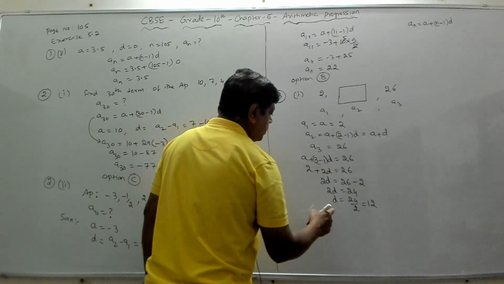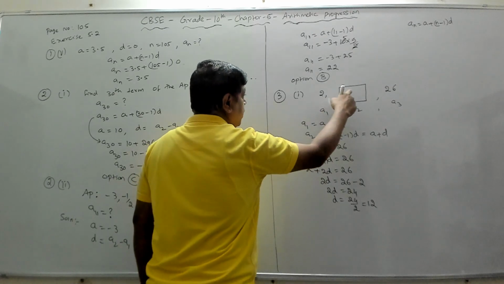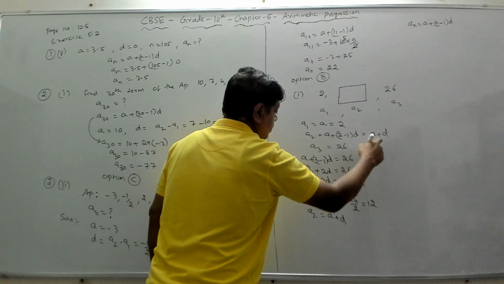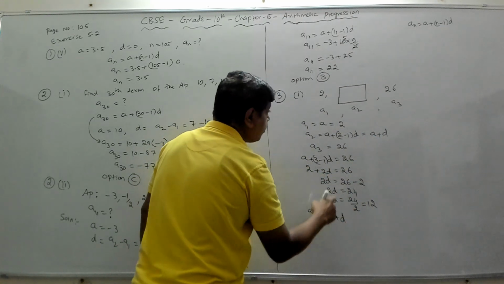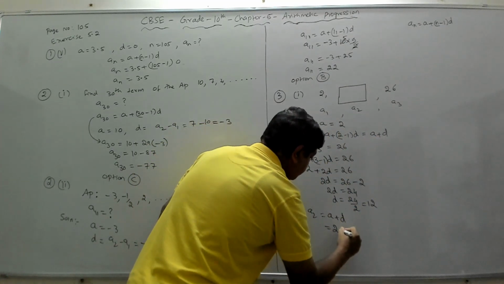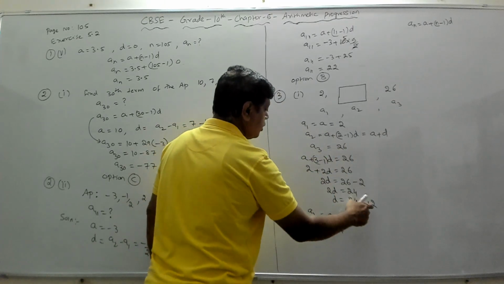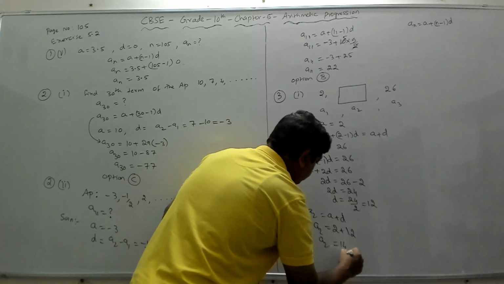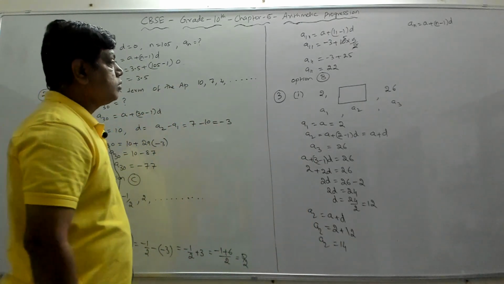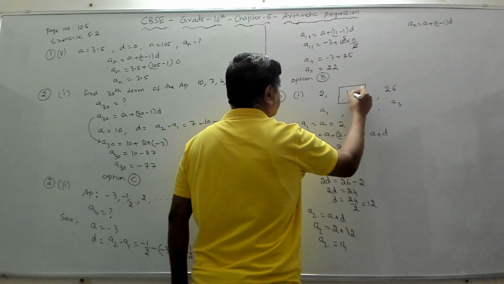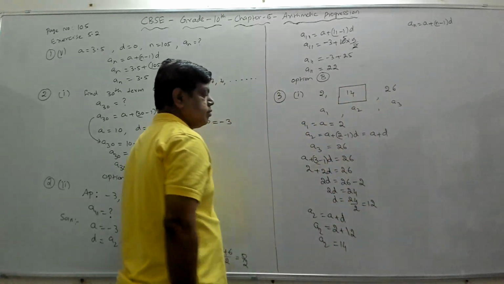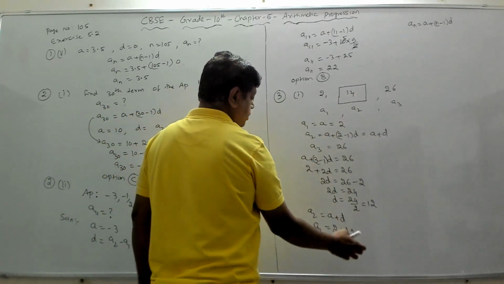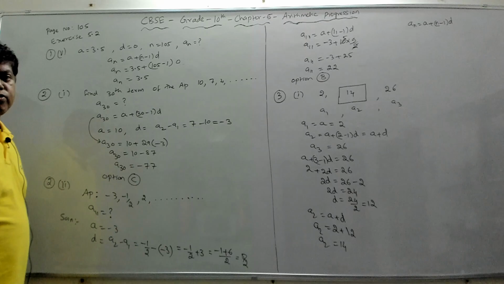Now let's find our A2. What is A2? This is what we have to find, so the box is our A2. A2 is equal to A plus D from here. A is 2 plus D, and D is 12. So A2 is equal to 14. The missing box is 14. So the series is 2, 14, 26. Clear? So the answer, the box, is 14. The missing number is 14.